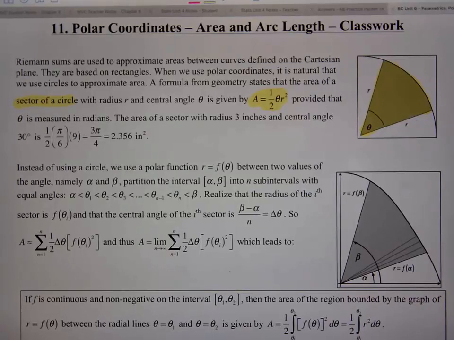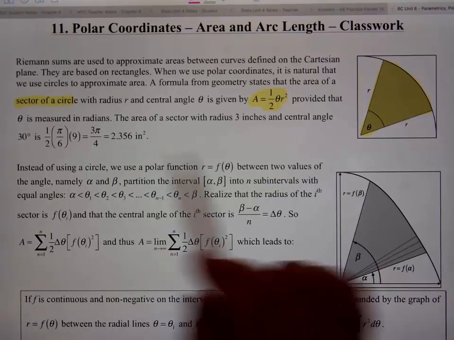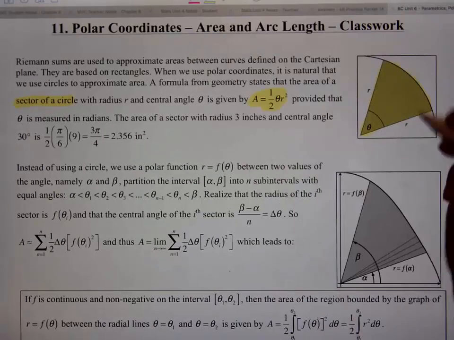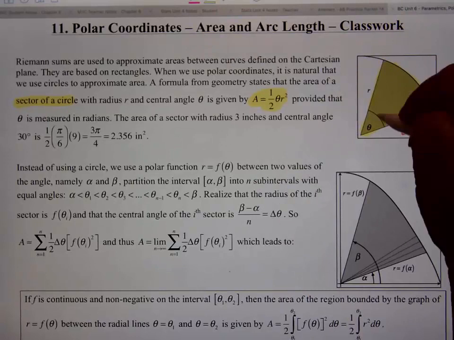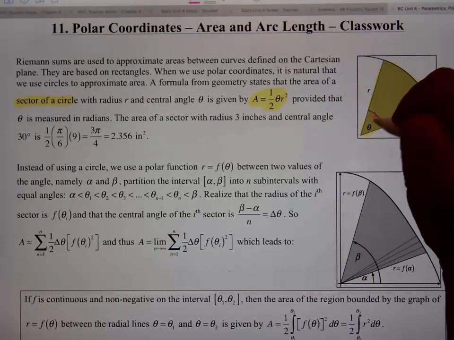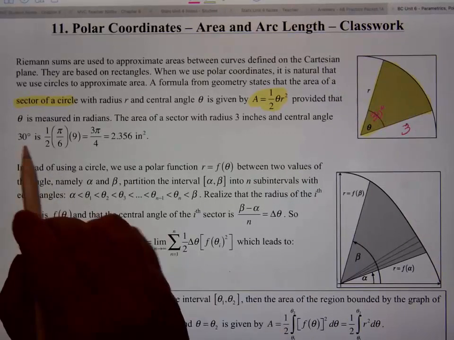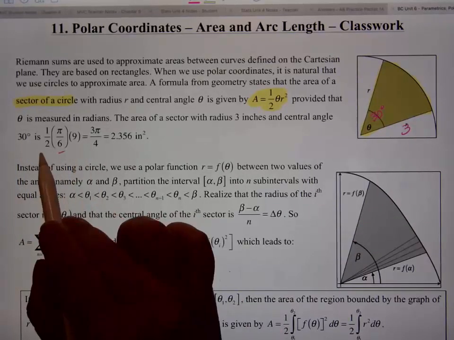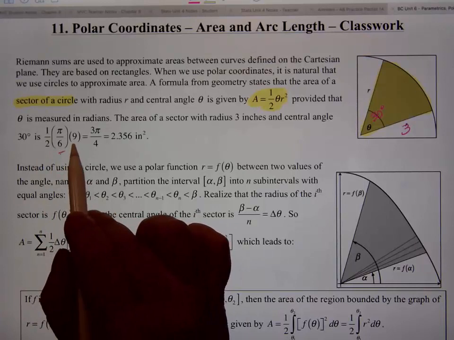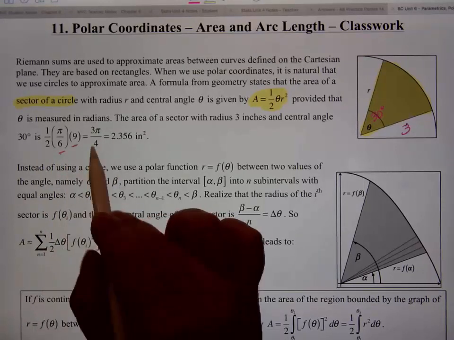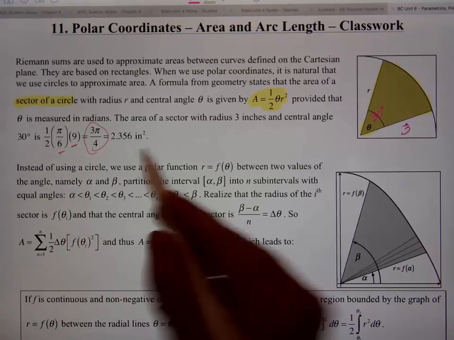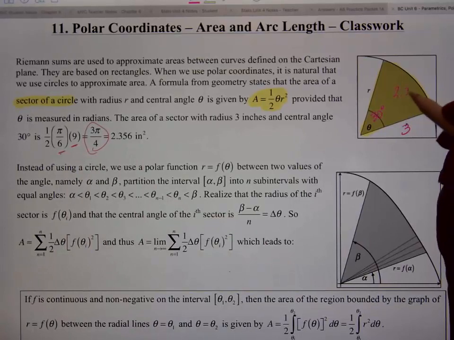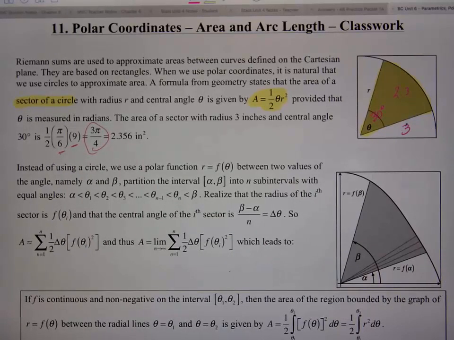Theta has to be measured in radians. And this is how they do the math behind it. So if this happened to be 3 units long, and this angle happens to be 30 degrees, you convert the 30 degrees to radians, which is pi over 6. So it's 1/2 the radians times the radius squared, giving you that answer right there. So the area of this is approximately 2.3 units, or square inches.